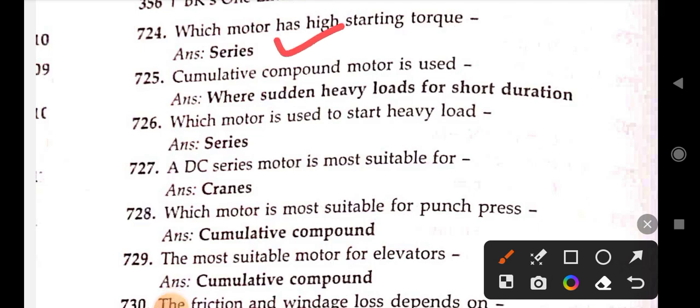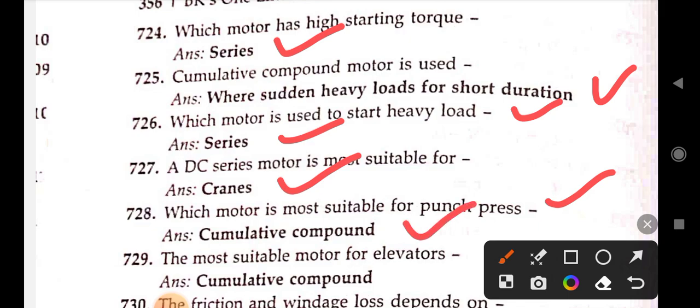Cumulative compound motor is used where sudden heavy load for short duration. Next, which motor is used to start heavy load? Right answer is series. A DC series motor is most suitable for cranes. Next, which motor is most suitable for punch press? Right answer is cumulative compound. Next, most suitable motor for elevators is cumulative compound motor.